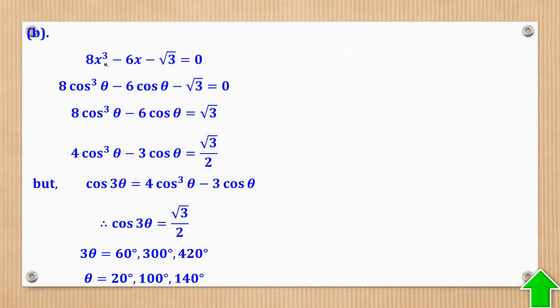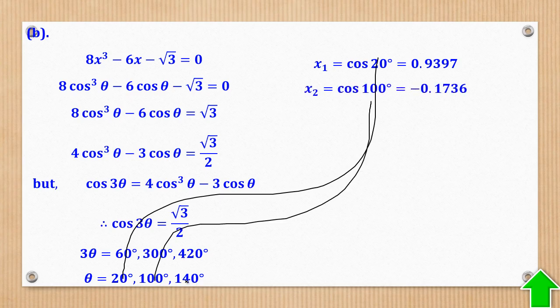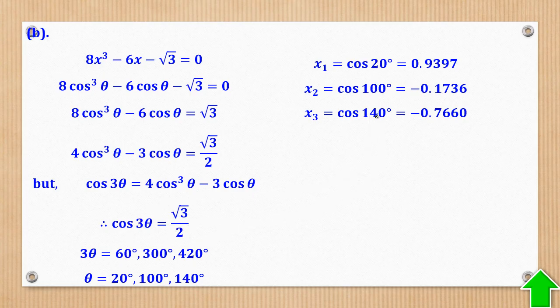But they want the value of x, and remember x was cos theta. So when theta is 20, I can get x1. When theta is 100, I can get x2. When theta is 140, I can get x3. And that's what they wanted.